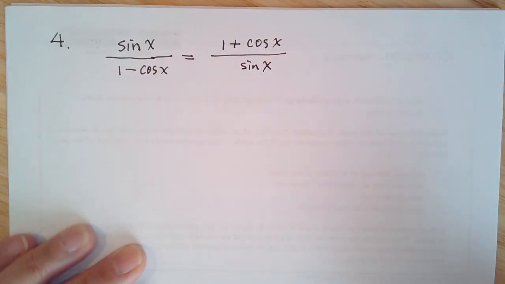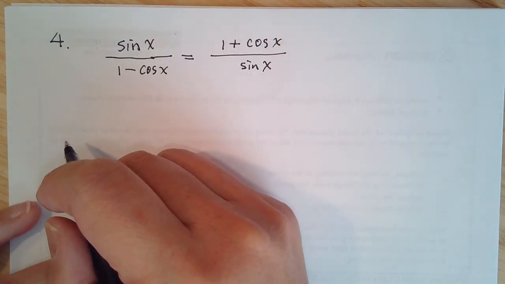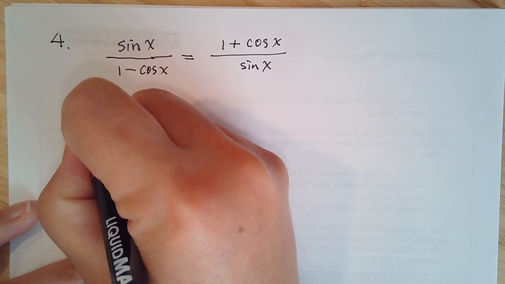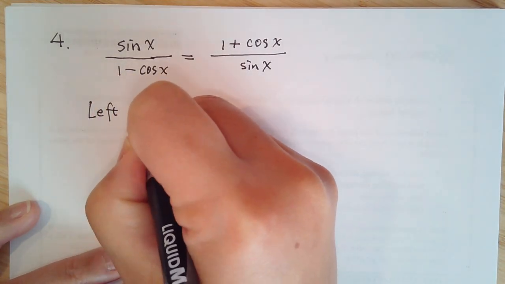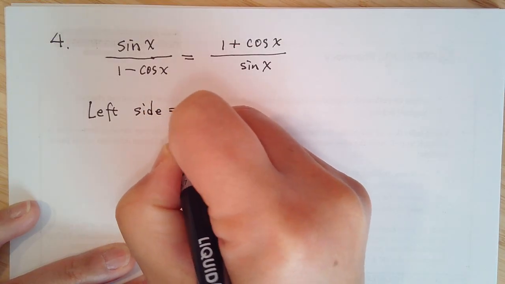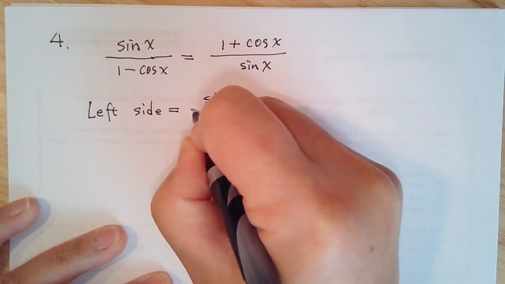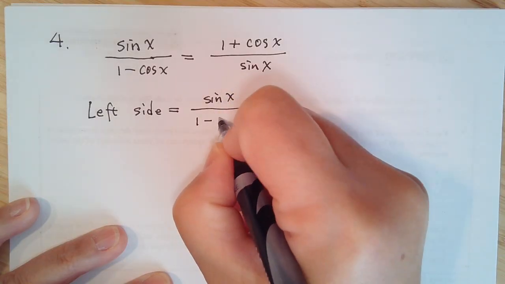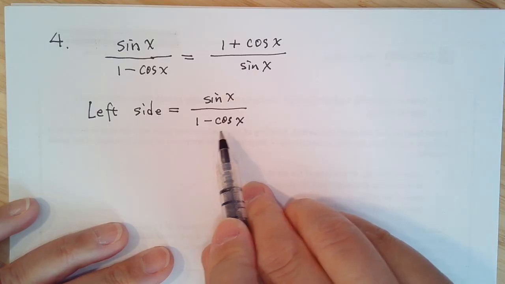Okay, now the left side and the right side look very similar in terms of complexity. Let's just start from one side. So let me just start from the left side. I usually start from the left side. So the left side equals sine x over 1 minus cosine x. All right, now I have a 1 minus cosine x.